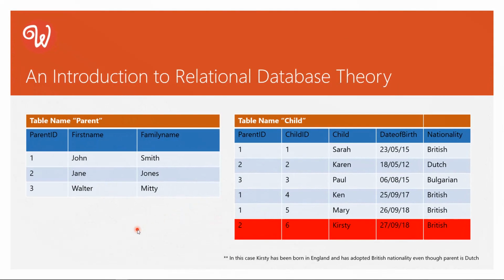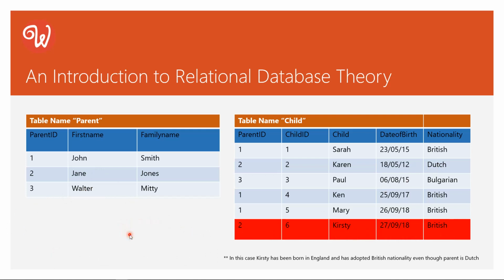What I've done here now is I've added an extra column, and I know officially we shouldn't do that because we're breaching Codd's rules, but sometimes you do have to do some restructuring. And what we need to do now is to store the nationality of each child. So we've got John Smith as a child who is British, a child who is British, a child who is British. Jane Jones, however, was living in Holland, had a child, Karen, who adopted Dutch nationality, and then moved to England. And when she had Kirsty, she decided that Kirsty would adopt a British nationality.